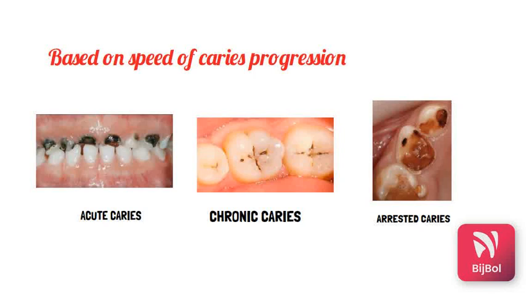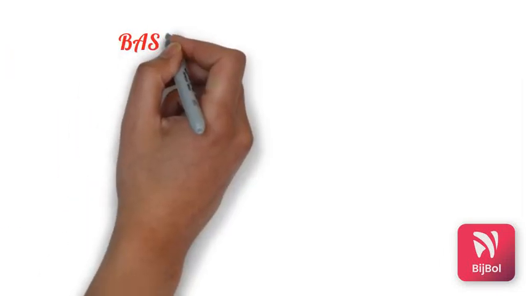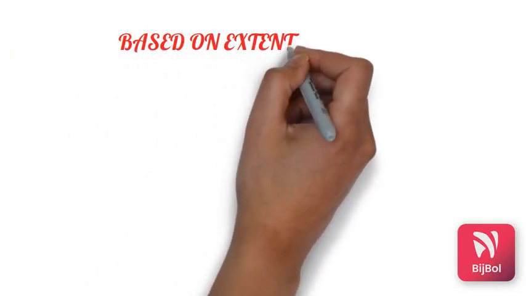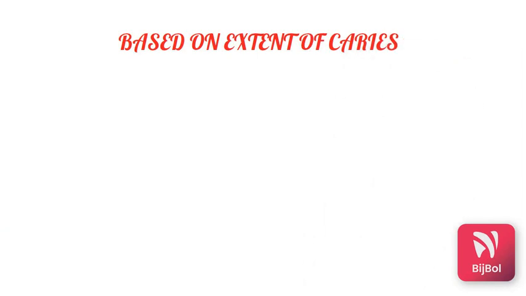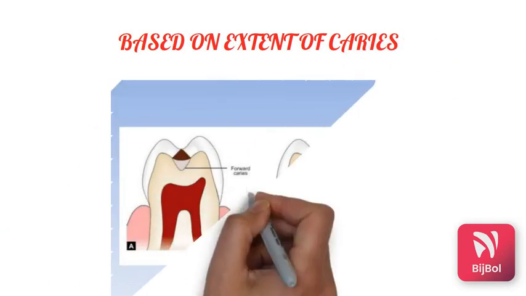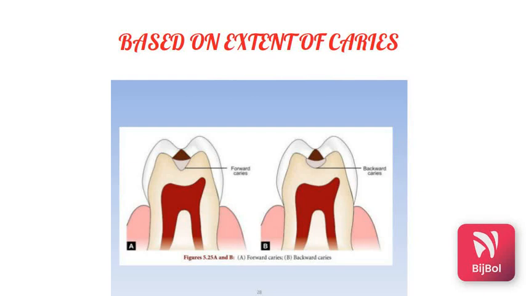Now we'll see the pathways of caries spread, that is, the extent of caries spread. It is represented by forward and backward caries. Forward caries is when the caries cone in the enamel is larger than or the same size as that in the dentin. If the caries spread along the DEJ exceeds the caries cone in the enamel, that is a backward direction of spread, referred to as backward caries.